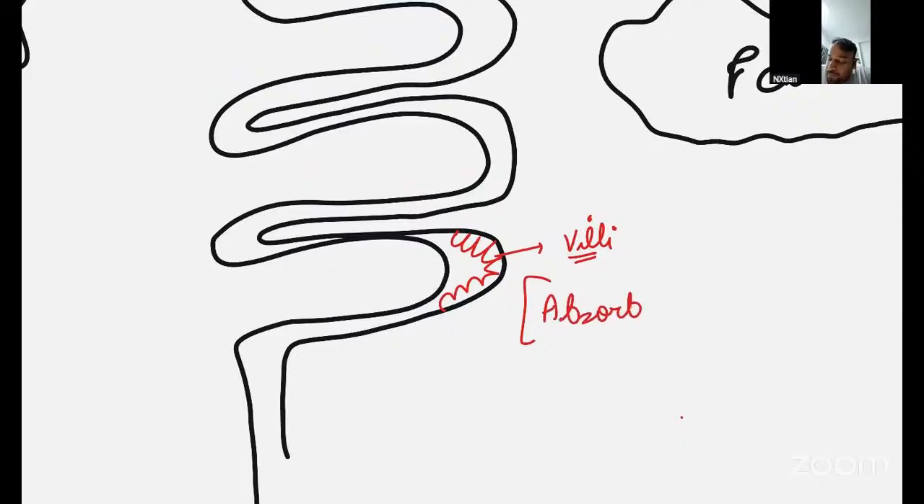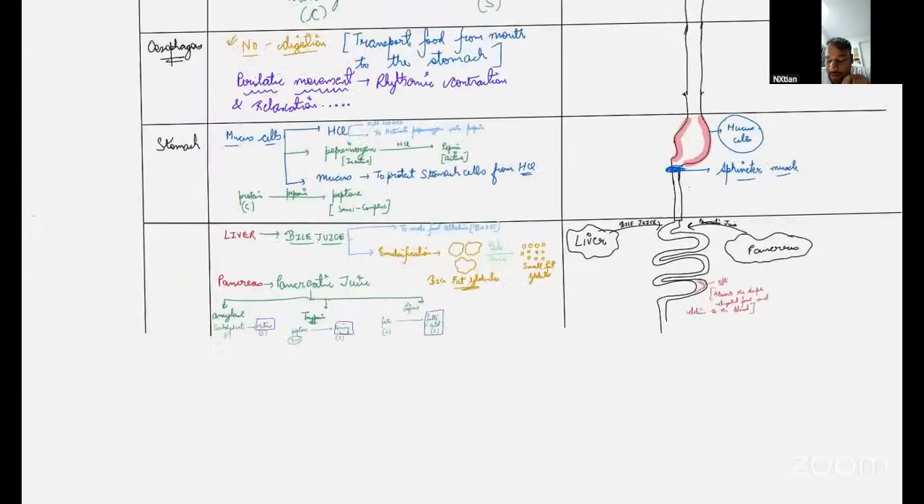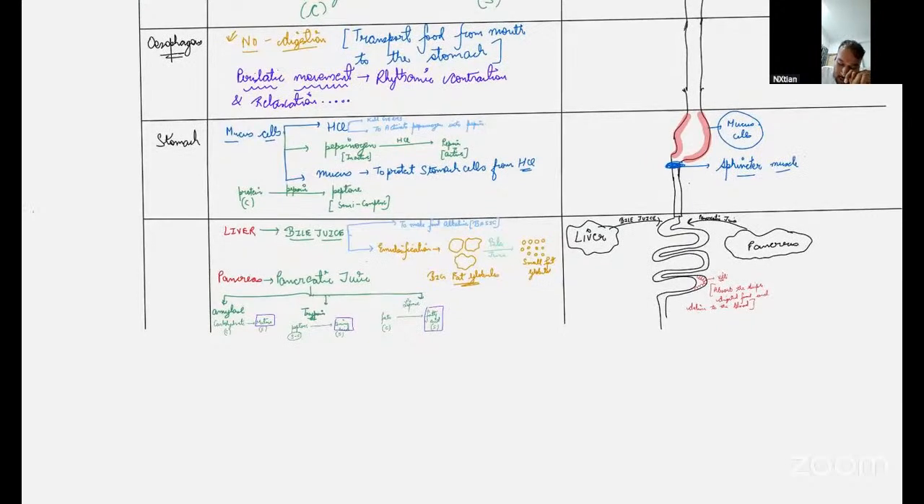the simple digested food and deliver it to the blood. Villi have blood vessels. So it absorbs the food and directly sends it to the blood. It is a finger-like projection called villi. Everyone got it? Say yes or no. Yes.